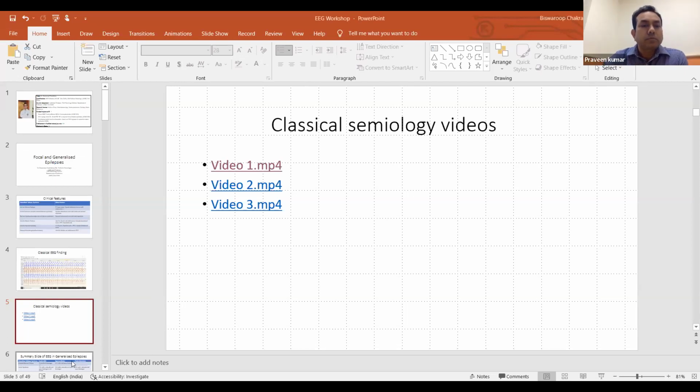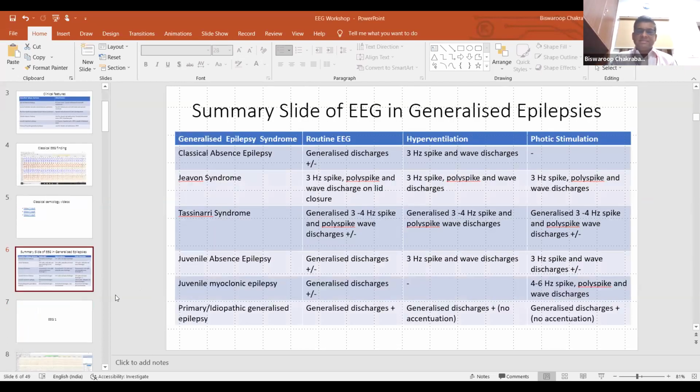So now moving on to the next slide, this is a summary slide of EEG in generalized epilepsy. This is very important. Before going on to the other complex epilepsy syndromes, I thought that first let us understand what we see in EEG in generalized epilepsy. So we started with classical absence epilepsy, generalized discharges, 3 Hz spike and wave.